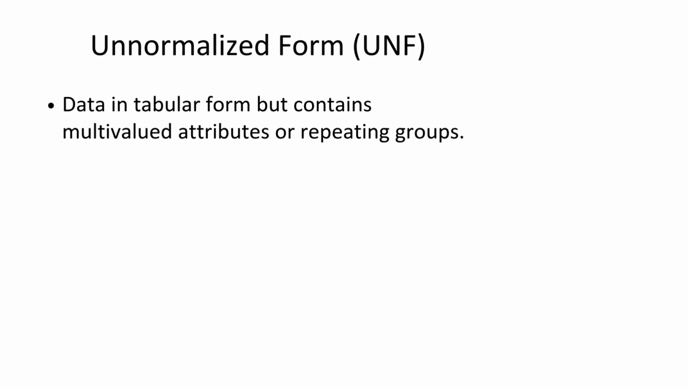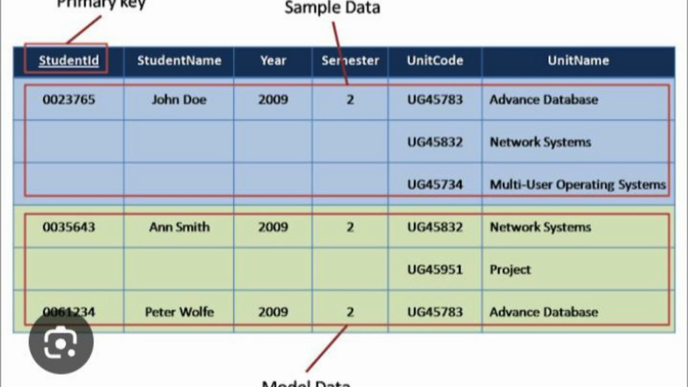Unnormalized form, UNF. UNF is the raw data format where all information is stored in a single table, even if it contains multi-valued or repeated data. For example, a customer table with multiple phone numbers in one field. This structure is prone to anomalies and hard to query.